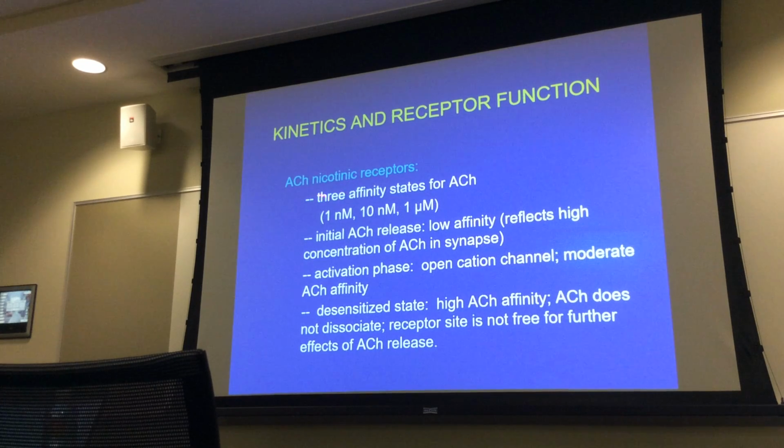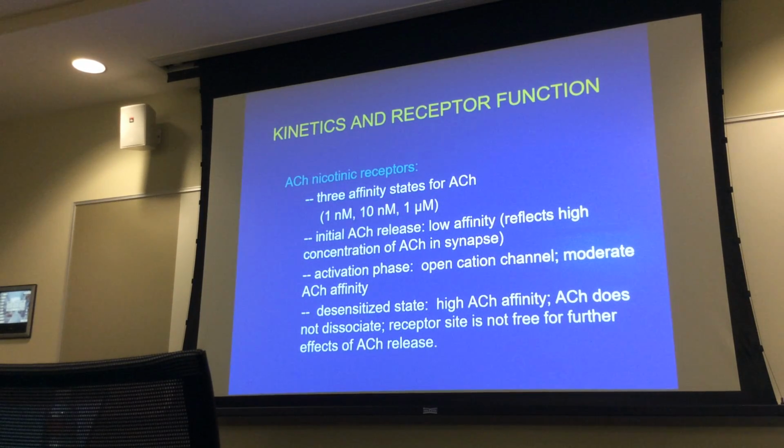So it turns out there are 3 affinity states for the nicotinic receptor for acetylcholine. There's a high affinity state at 1 nanomolar KD, an intermediate state at 10 nanomolar, and a low affinity state at 1 micromolar, that's 10 to the minus 6 molar. So in the neuromuscular junction, in the synapse between a cholinergic neuron and the muscle fiber, where the nicotinic receptor is located, the resting nicotinic receptor has a low affinity for acetylcholine, 10 to the minus 6 molar.